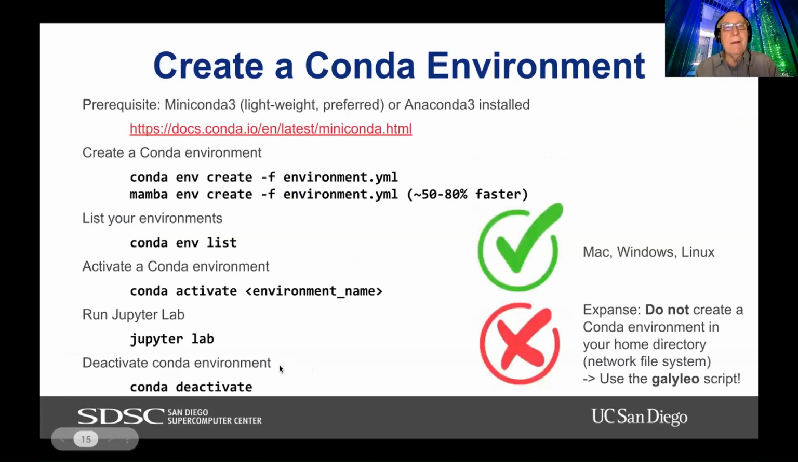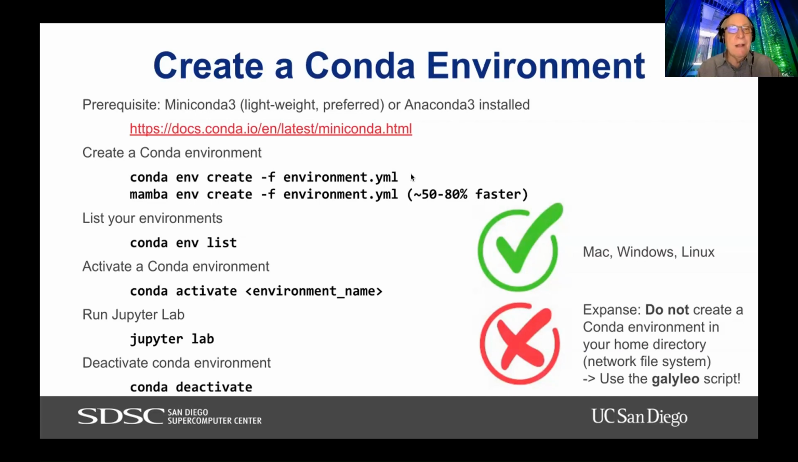Okay, now that we've defined the environment, how do you actually create it? The first thing you need is a Python environment. That could be Miniconda, which would be preferred because it's lightweight, but Anaconda 3 would also work well. If you need to install it, you can read up on this link here. So once you have Miniconda installed, then you can create a Conda environment by saying conda env create -f, and then the name of this definition file, environment.yml.